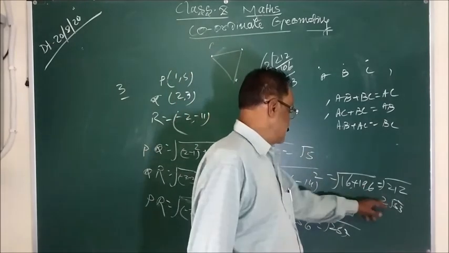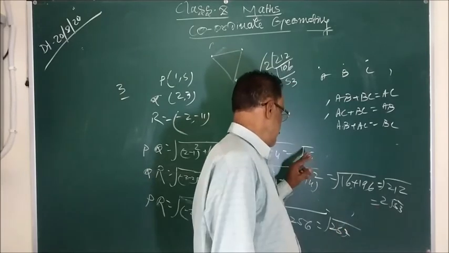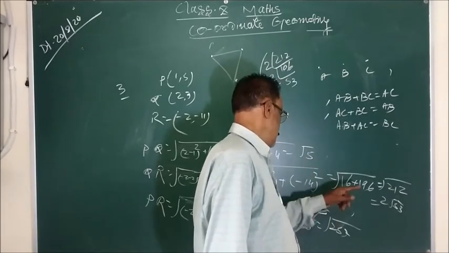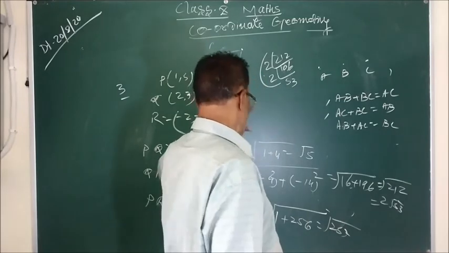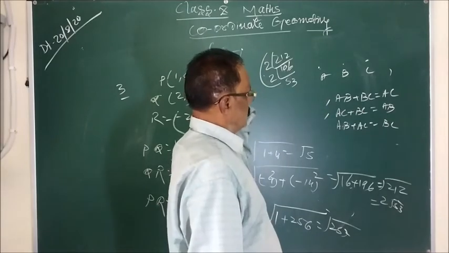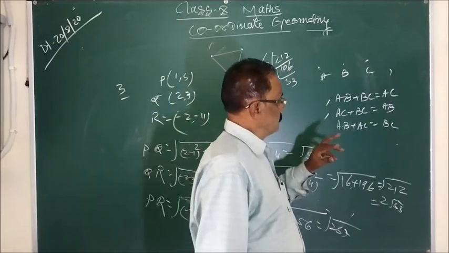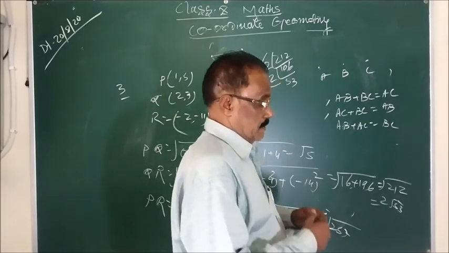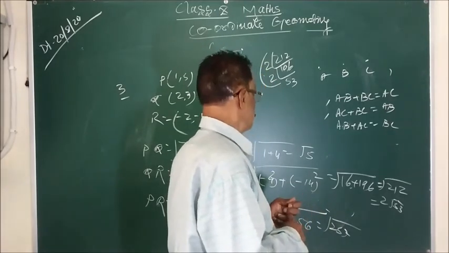Root 5, this and this, not equal to this. If you add these two, you will get this, and if you find the sum of these two, you will know like this. This means in this question, you will remember this point: to prove the points are collinear, if the sum of the distances between 2 pairs of points is equal to the distance between the other 2 points, then they are collinear, otherwise not.